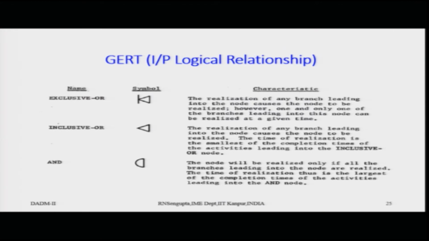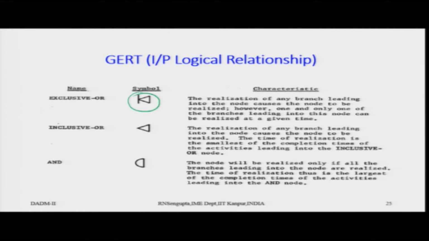Now, in this case we will formulate the symbols for the GERT. The exclusive OR would be a triangle operator with a vertical line. The realization of any branch leading into the node causes the node to be realized. However, one and only one of the branches leading to this node can be realized at any given point of time. So, it is an exclusive OR.